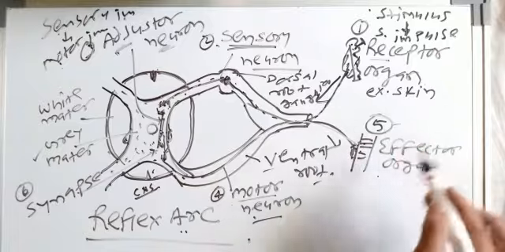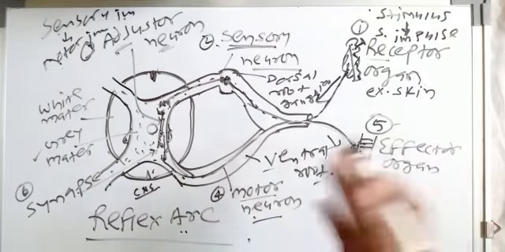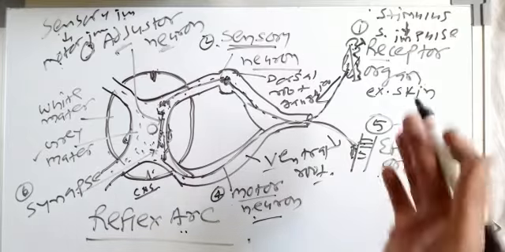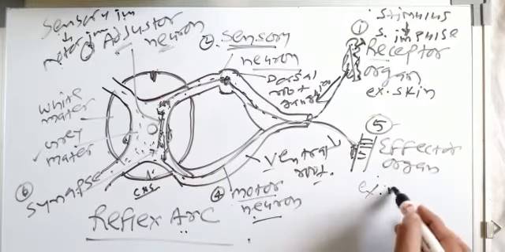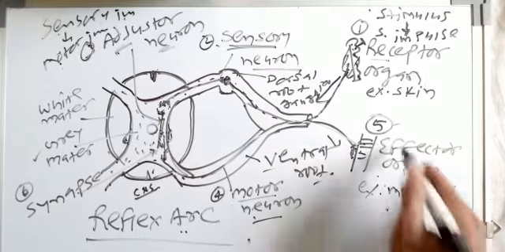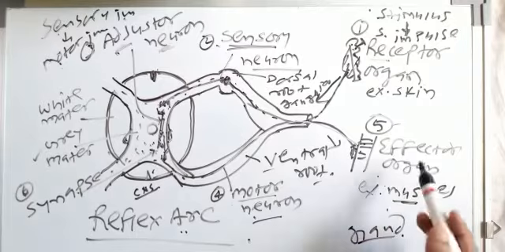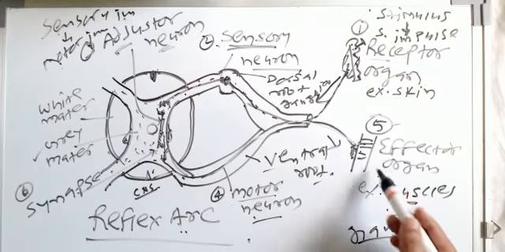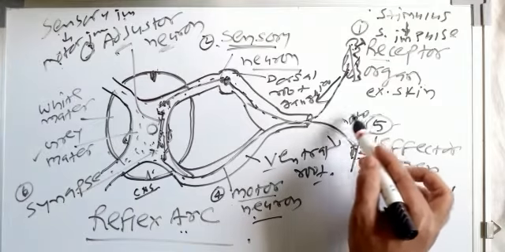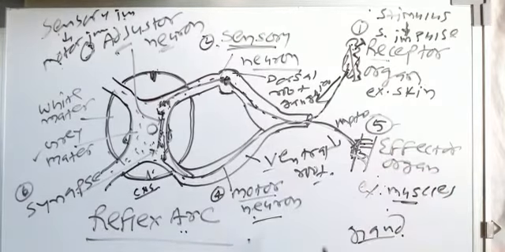Now what is the fifth component? Effector organ. Effector organs are the organs on which the effect of that sensory stimulus takes place. Examples of effector organs are muscles. Here we have taken a muscle as an example. Another example is a gland. Muscle and glands are examples of effector organs. What happens in the effector organ? They receive the motor impulse from the motor neuron and give proper response to the stimulus.